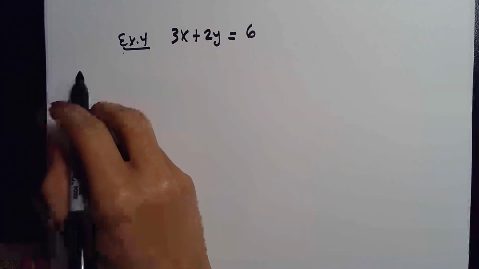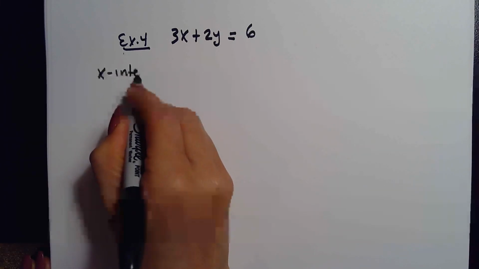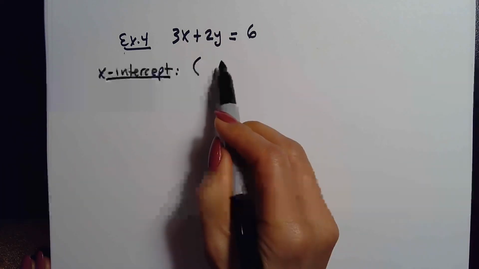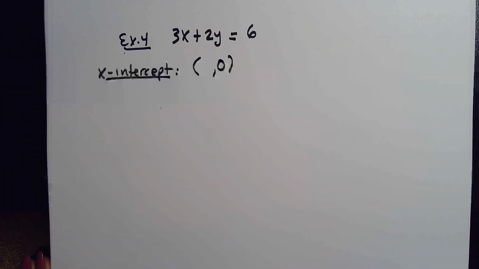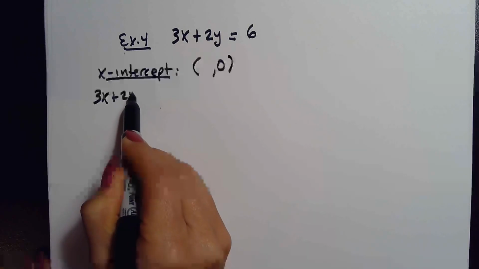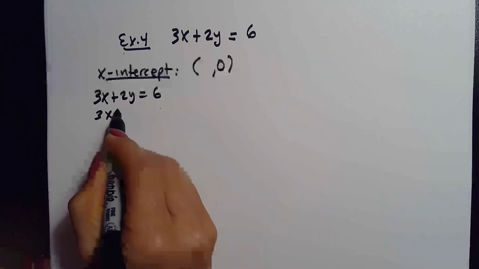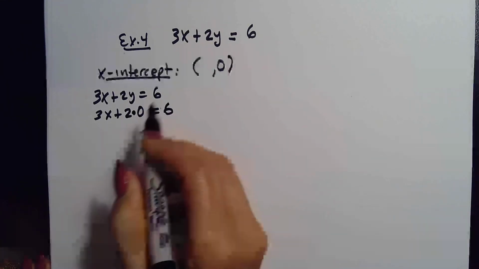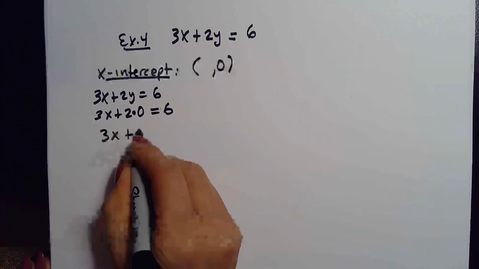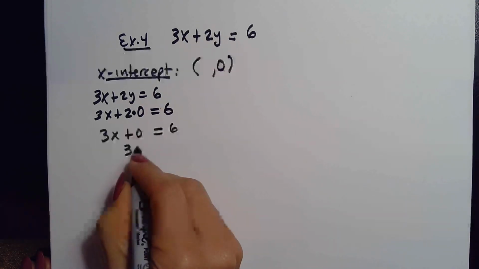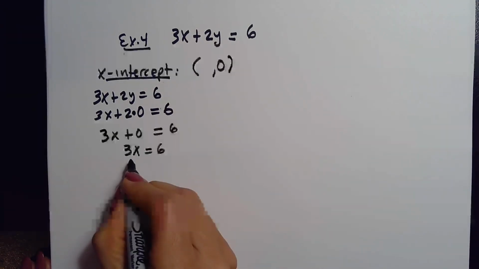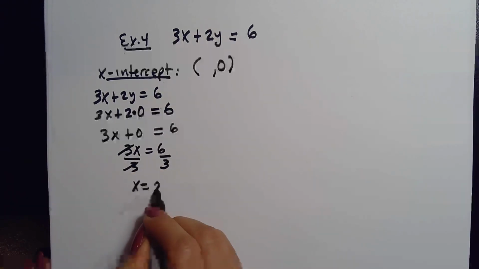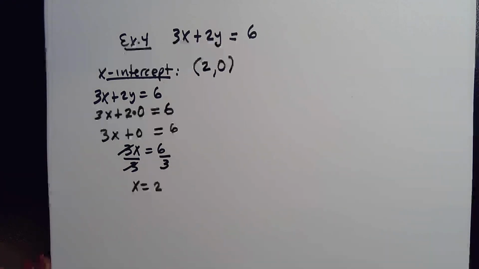Graph the line. Okay, so x-intercept, remember, we are going to replace the y with 0 and find the x. So 3x plus 2y equals 6. That's 3x plus 2 times 0 equals 6. Now 2 times 0 is just 0. So it's 3x plus 0 equals 6, which just gives us 3x. And then we're going to divide by 3, that gets rid of the 3, and so x is equal to 2. So you get the point (2, 0).